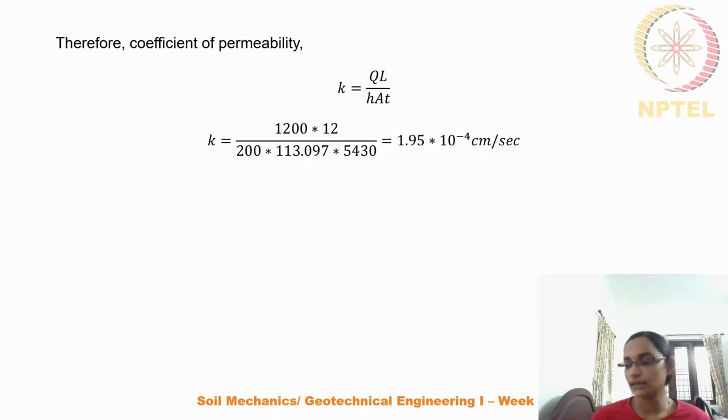Should I repeat once again? It is just a direct substitution in the equation for coefficient of permeability using constant head permeability test. We usually do constant head permeability test for coarse grain soil, and we do falling head permeability test, another type of test for fine grain soil. So this particular equation we use for determining coefficient of permeability in the case of constant head permeability test.